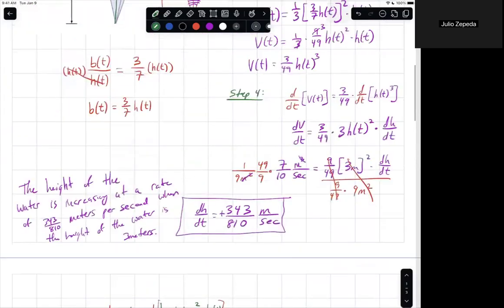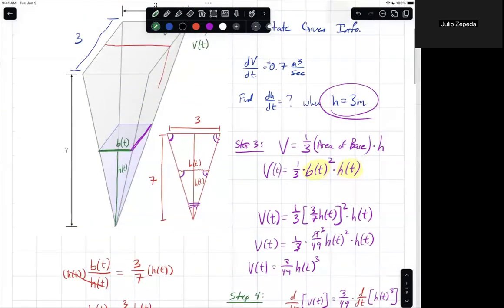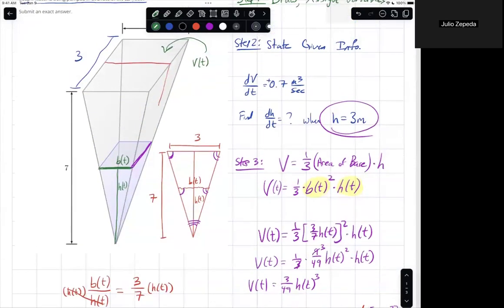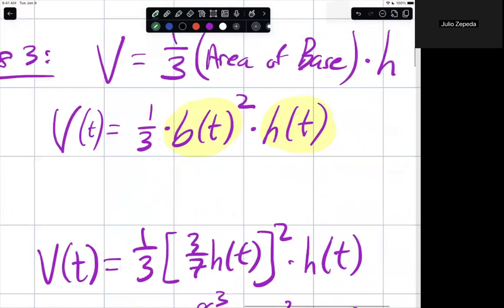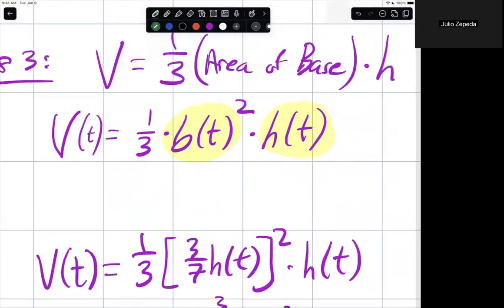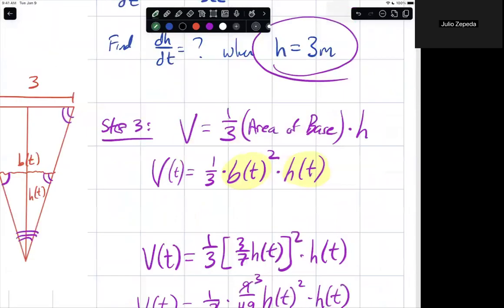So it would definitely be a good idea, if you're trying to find dh/dt and you can substitute something in place of b in terms of h, as we did here where b became 3/7 h. That helped us a lot.